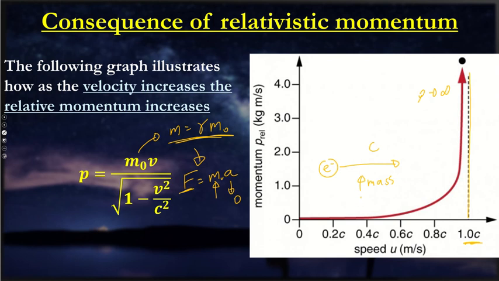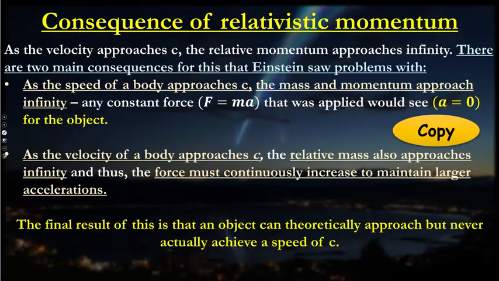Because what's happening is, as the mass is increasing, the acceleration on this electron is decreasing. So it actually becomes more difficult to accelerate as its mass increases. That's what the formula is showing us here, okay? Let's have a look at some other reasons.